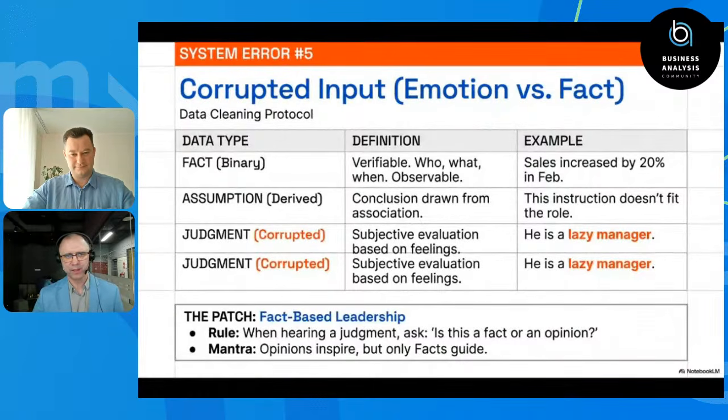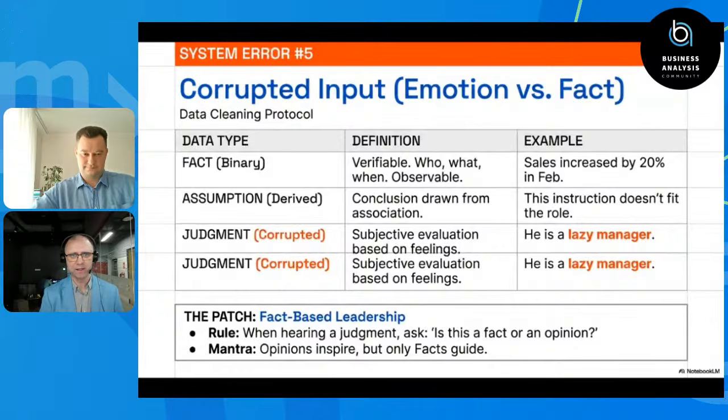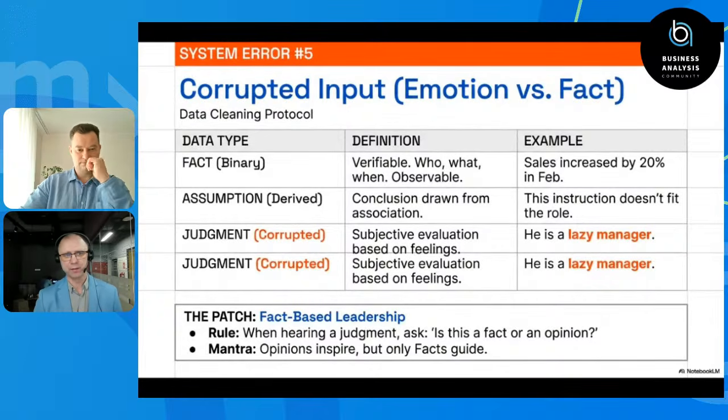One of the most damaging mistakes managers make is relying on gut feelings and subjective judgments instead of grounding decisions in facts. This can lead to miscommunication, bias, and poor choices that negatively affect both people and business outcomes. So, first of all, we have to understand what a fact is: a statement about who, what, when, where, how, that can be confirmed by an observer. For example, in February, payments for service 666 increased by 20% compared to January. This is a fact.